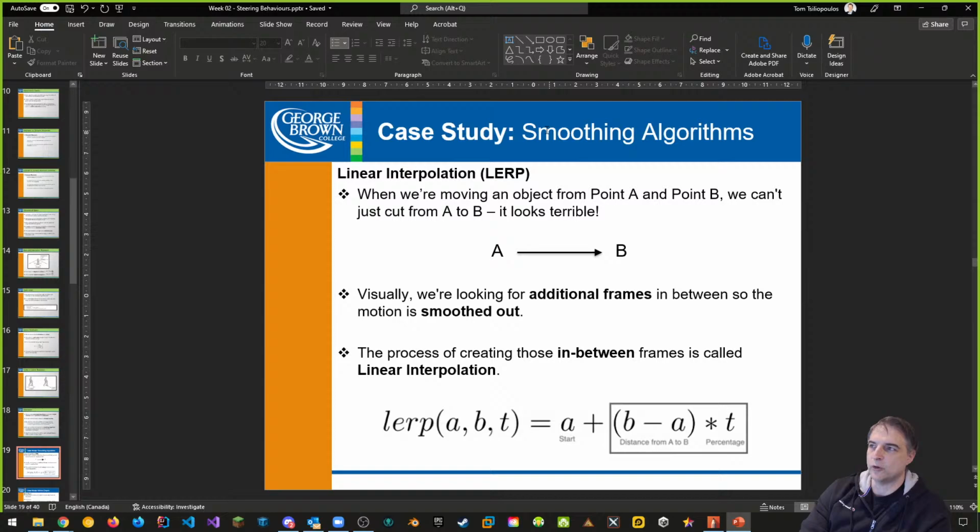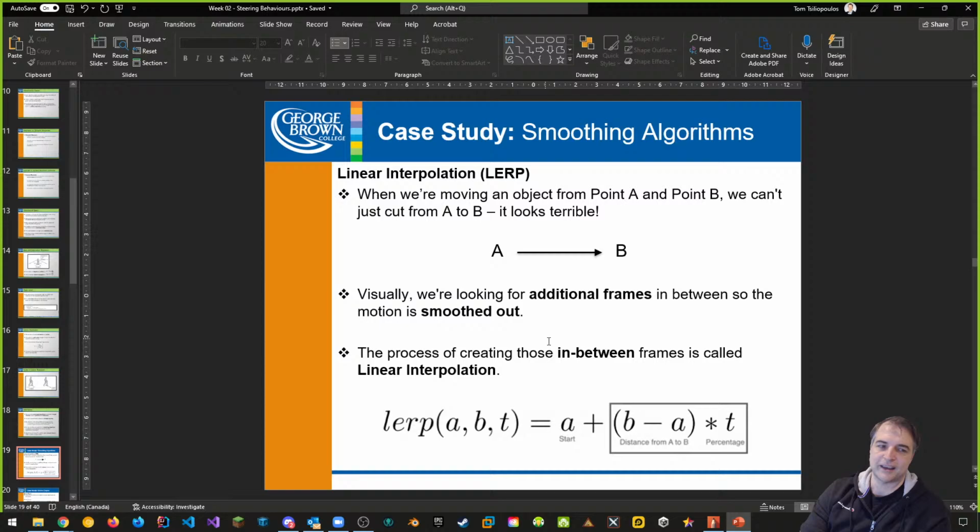Let's do a quick case study on smoothing algorithms. One of them that we're going to learn about this semester, and you probably already know about maybe from game fundamentals, is something called a LERP, or a linear interpolation. Really think about this. If I was to move from A to B instantly, because that's what will happen on your screen if you don't slow things down, it'll look like you're flashing from A to B. So we want to move some amount every frame and scale your movement a little bit. We want to add movement across additional frames, something like in-betweening when it comes to animation.